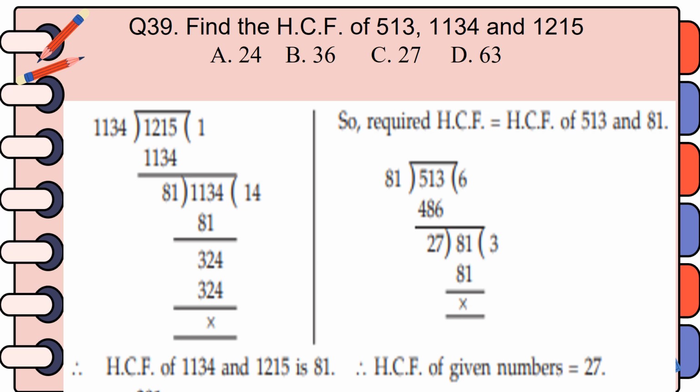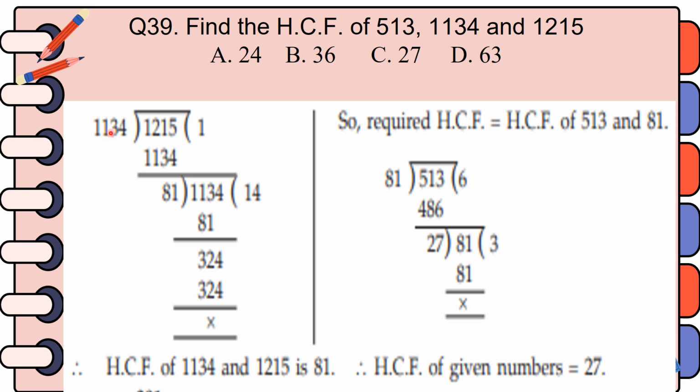So find out the HCF of these three numbers using the division method. To do that, first take any two of the numbers. Take for example the third and the second number. That means the third number is 1215 and the second number is 1134. So take these numbers and divide the larger number by the smaller number. The larger number is 1215 and the smaller number is 1134.